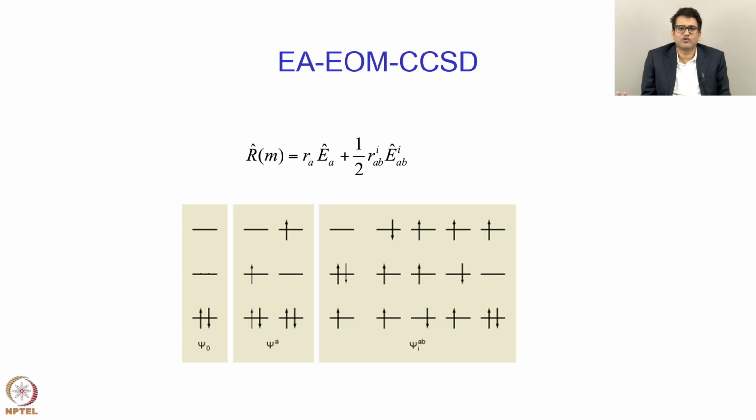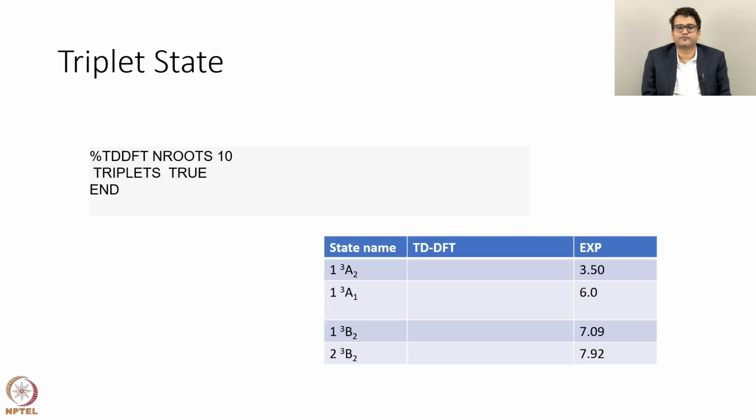So, you can do the IP and EA-EOM-CCSD calculations also in ORCA, and because of the DLPNO approximation, these IP and EA-EOM-CCSD DLPNO calculations you can actually do over pretty large molecules. So, up to 50 to 100 atoms you should be able to do the IP and EA DLPNO calculation. You just need to add DLPNO in between, EA-DLPNO-CCSD. That will give you not only the ground state of the anion but also the excited states of the anion. You should consult the ORCA manual for more details.